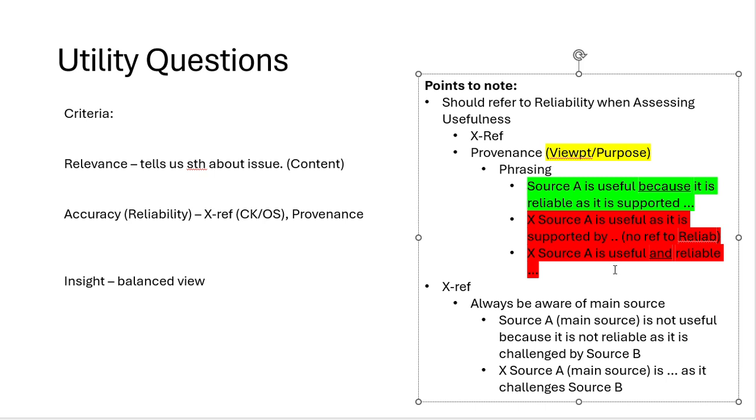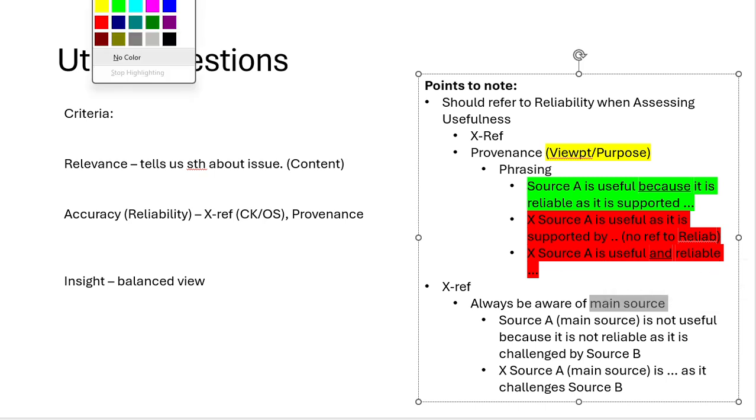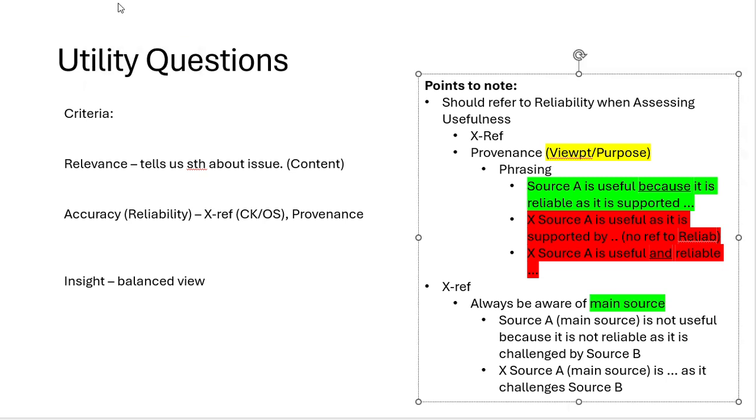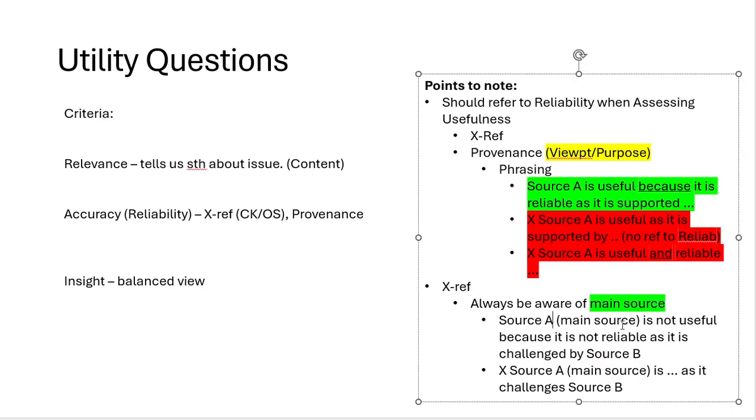The next point I want to raise is the idea of cross-referencing. Most of you actually tried cross-referencing. Be aware of what the main source is. If the question asks you how useful is source A, your main source is of course source A. So you should phrase it like this: source A is not useful because it is not reliable as it is challenged by source B.